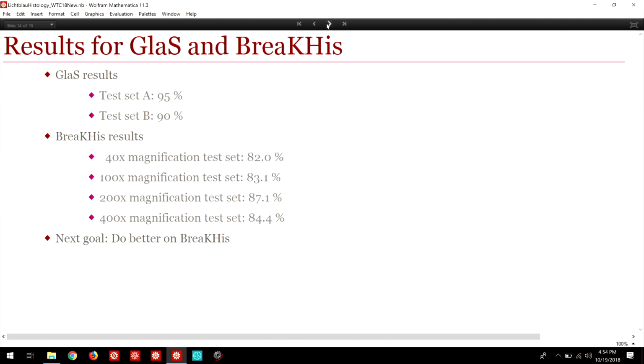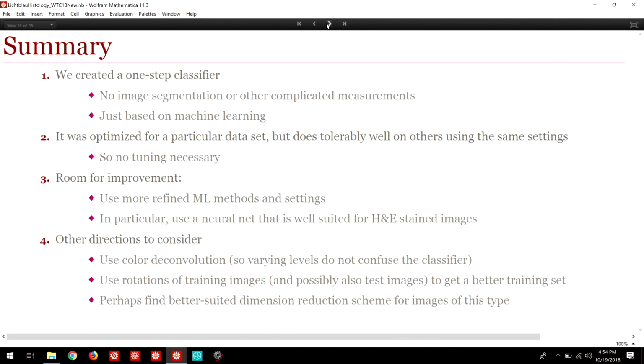Okay, for these other tests, GlaS, they're broken into 2 sets, and we did 95% and 90%. It's a small test set, so that's like 19 out of 20 and 18 out of 20. BreakHis is hard, and so our next goal really is to do better on that.